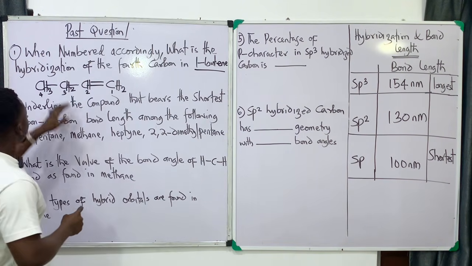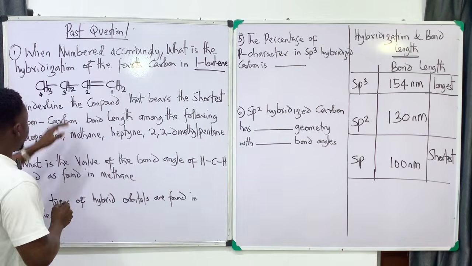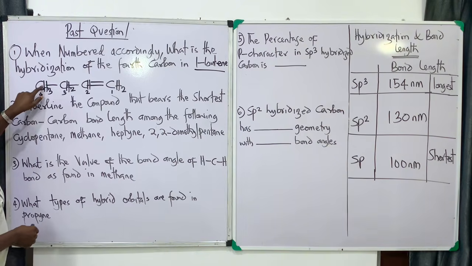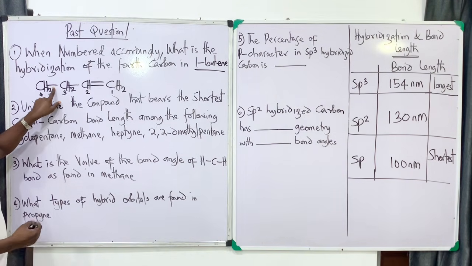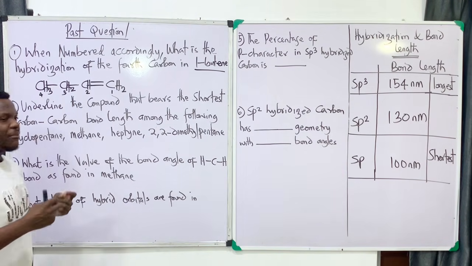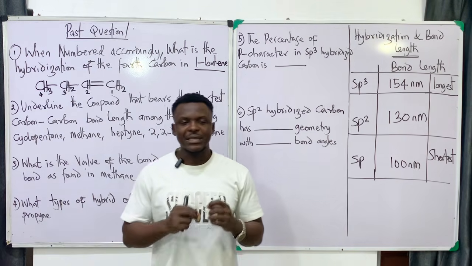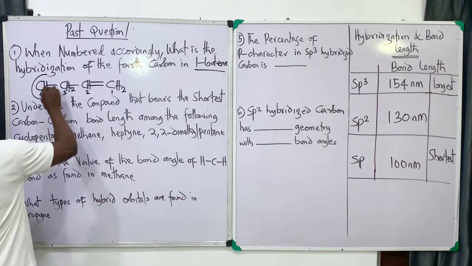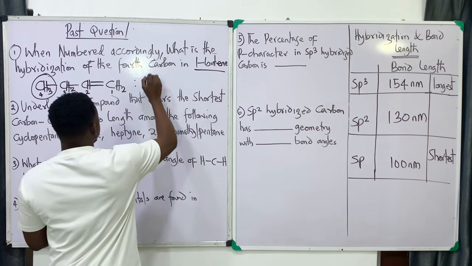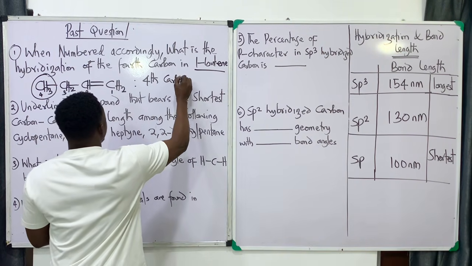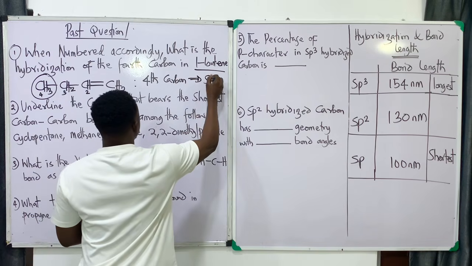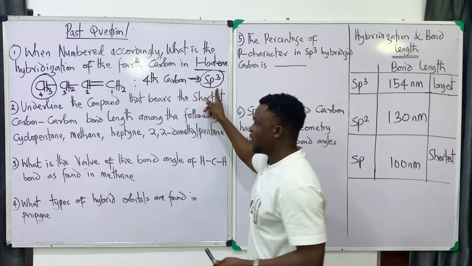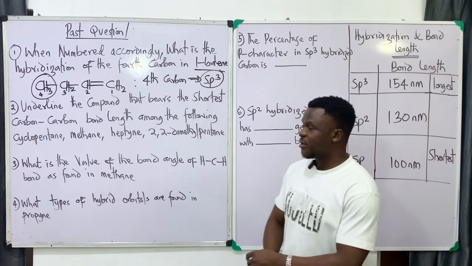Now they said when numbered accordingly, what is the hybridization of the fourth carbon? The fourth carbon is this one. It does not have a double bond, neither does it have a triple bond. Anytime a carbon has single bonds all through, that carbon is sp3. So the fourth carbon has single bonds all through, and a carbon with single bonds all through is sp3 hybridized. The answer to that question is sp3 hybridized carbon.